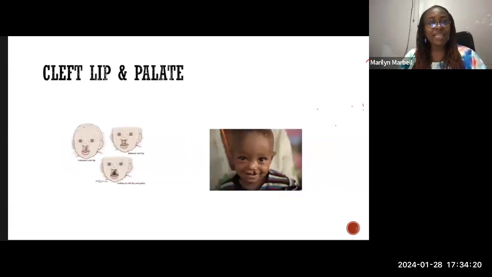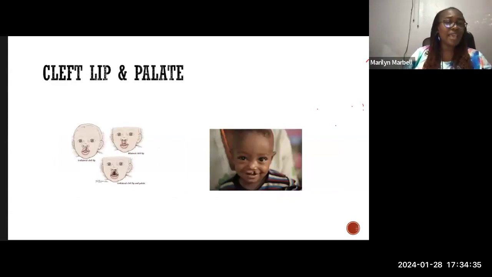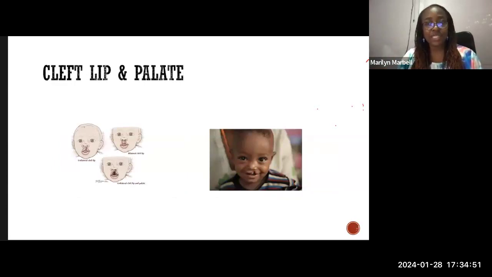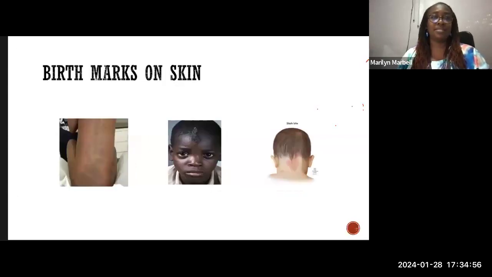Okay, then this is cleft lip and palate. This is very common. It is a defect in either the lip or the palate, which is the inside of the mouth, either the hard parts or the soft parts, or both. You could have the defects on one side or both sides, any of those things. Risk factors for cleft lip and palate, which is quite common in our country, include alcohol, smoking, and folic acid deficiency. So please note that.